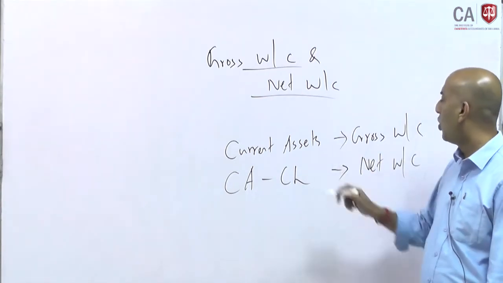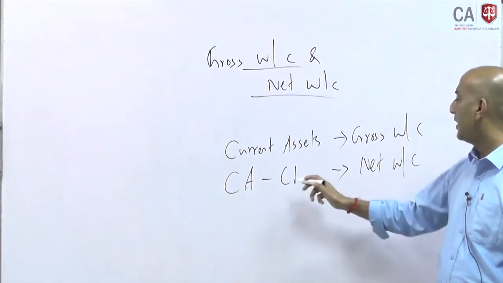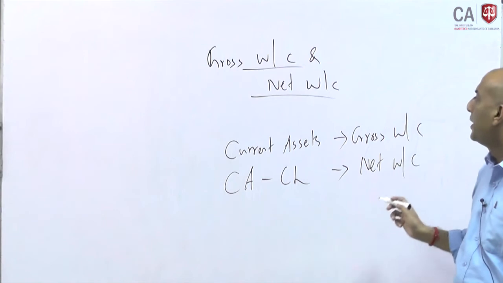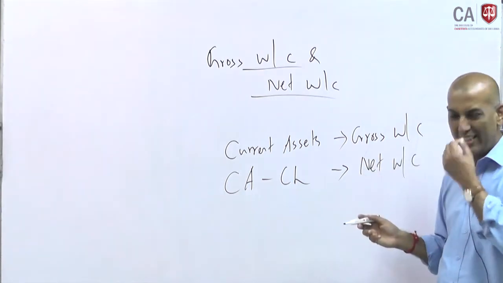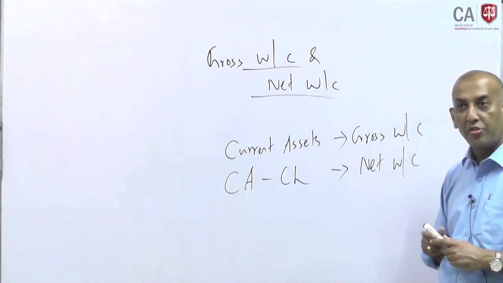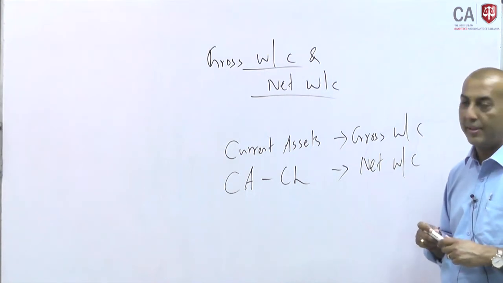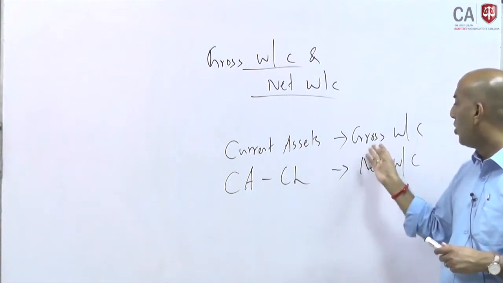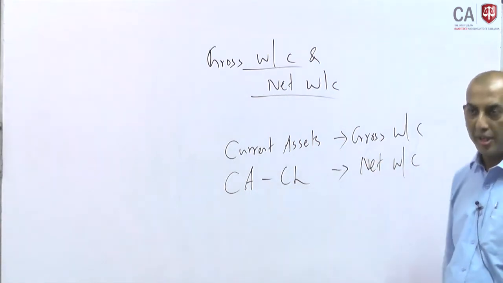Current assets is called gross working capital. Current assets minus current liabilities is called net working capital. So please note the difference, because sometimes examiners give you the values and ask how much the gross working capital or net working capital is. So net working capital is current assets minus current liabilities. Gross working capital is current assets. Okay.